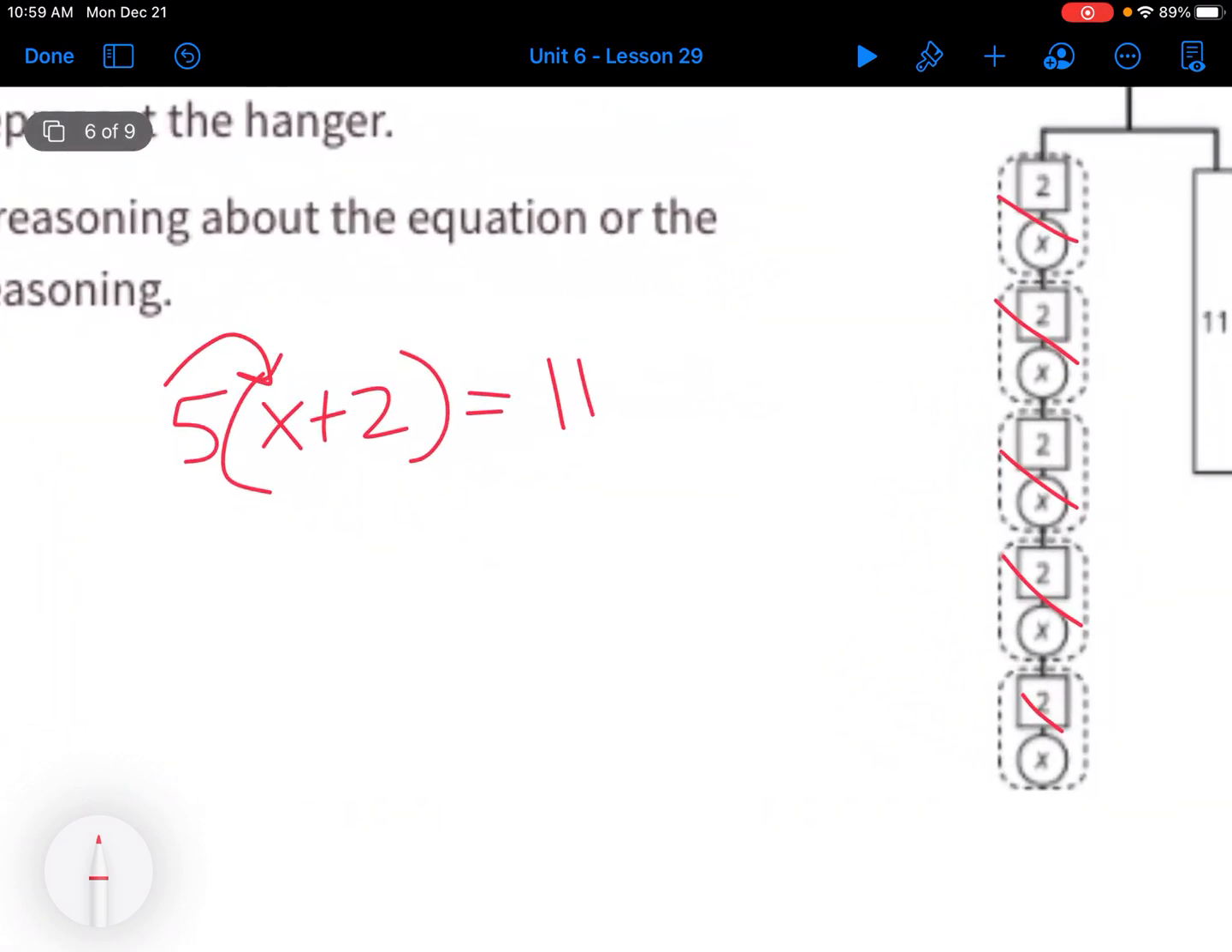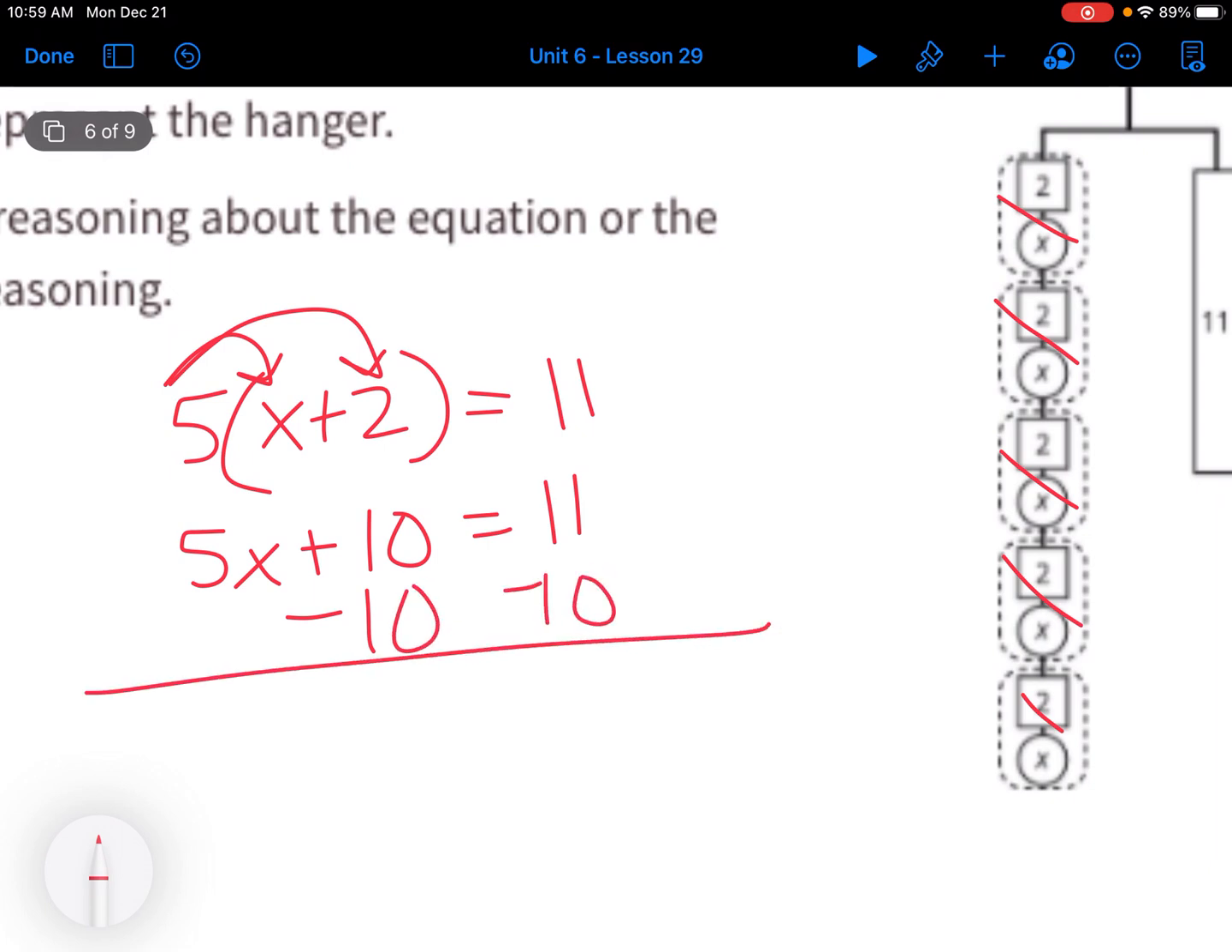So 5 times x is 5x. 5 times 2 is 10. And that's equal to 11. So I'm going to subtract 10 on each side because I want to zero out. So I'm left with 5x equals 1.